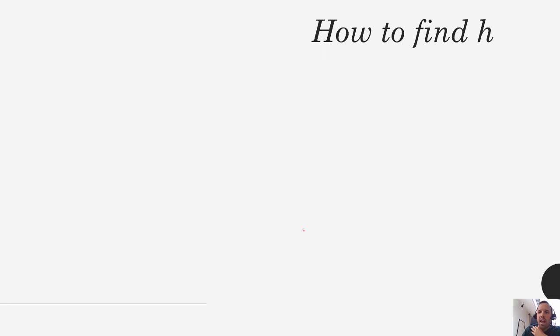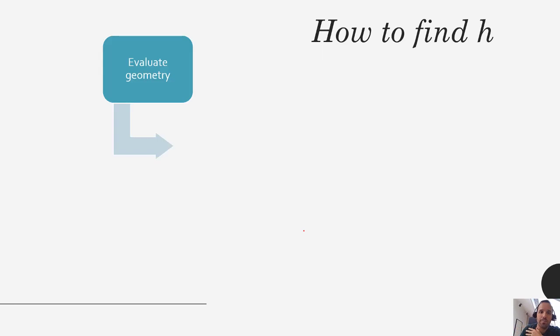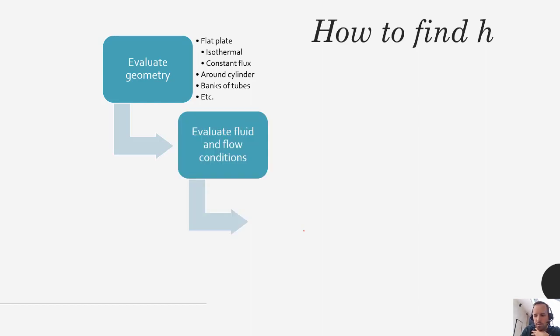So I want to remind you how to find h. Again, this is a central theme for all of convection. First you evaluate the geometry. Are you looking at flow over a flat plate, around a cylinder, banks of tubes, etc.? As you go through the textbook, you'll find a lot of these different types of correlations. So it's just a matter of finding the right correlation for that particular set of circumstances. In addition to the geometry, you also have to know how the fluid is flowing. If the flow is laminar or turbulent, that dramatically changes the heat transfer characteristics, and often you may have to use a totally different correlation for a laminar situation or a turbulent situation.